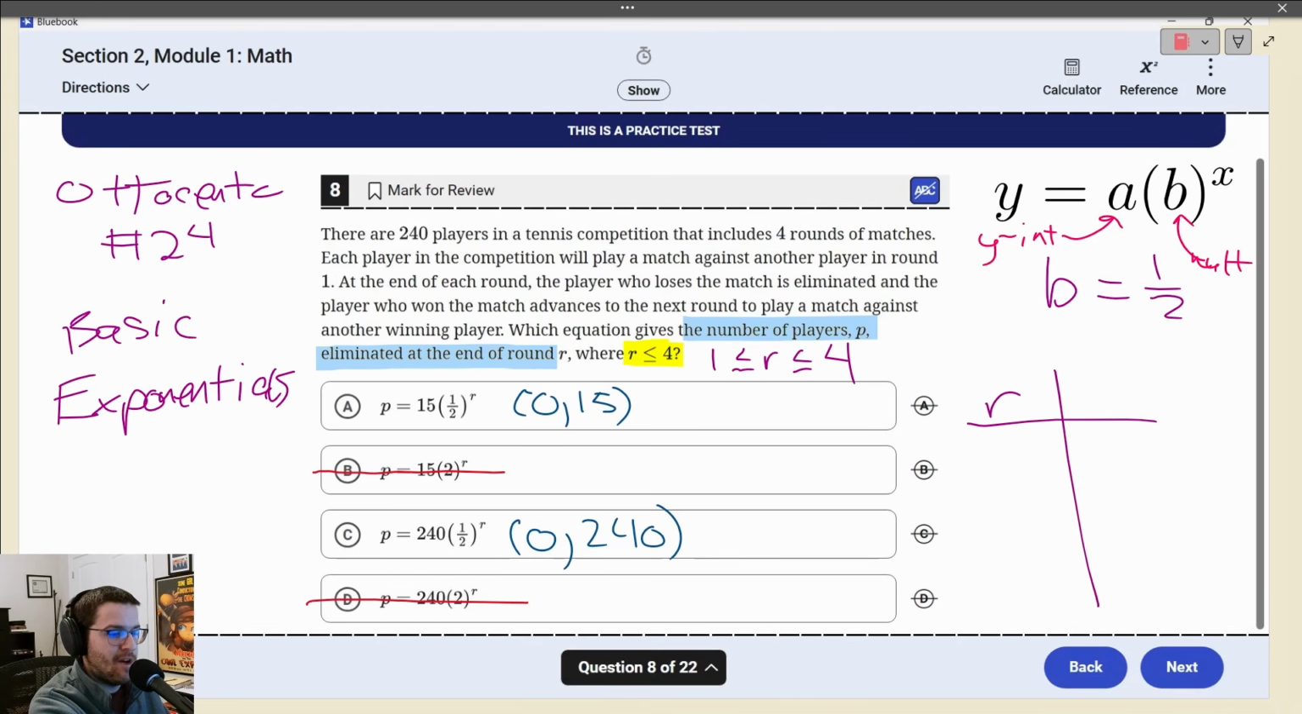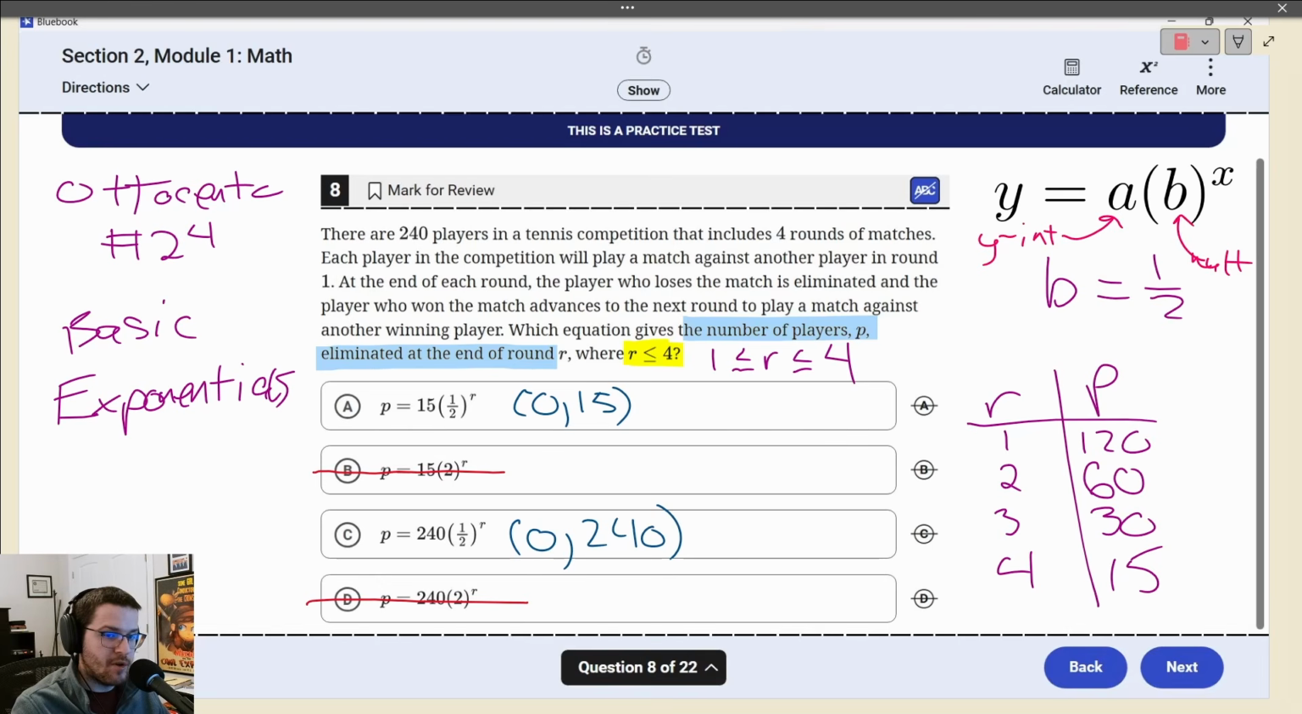So we know it's between 1 and 4. Again, 0 doesn't really make sense, right? You could even just do the first couple. So we know that there's 240 people at the end of the first round. Half of those people are going to get eliminated. So that's 120. So now there's 120 people left. Half of those people are going to get eliminated. So that would be 60. And then half of those people who are still in will get eliminated. We got 30. And then 15. So if we plug in 1, we should get 120.